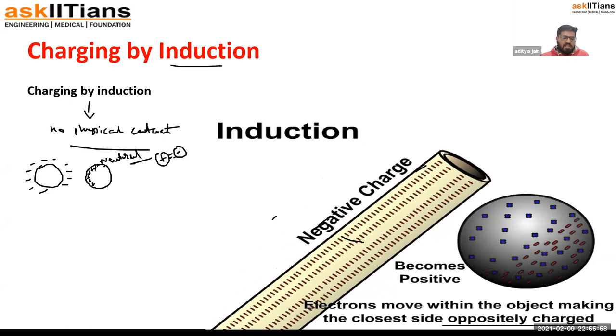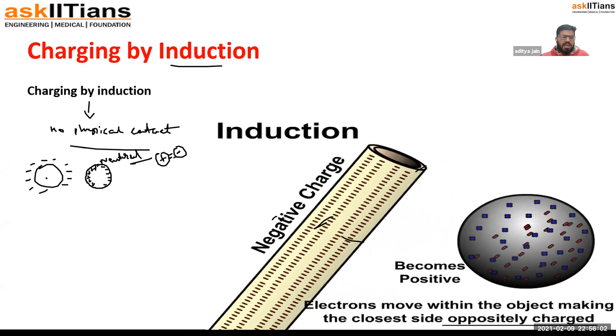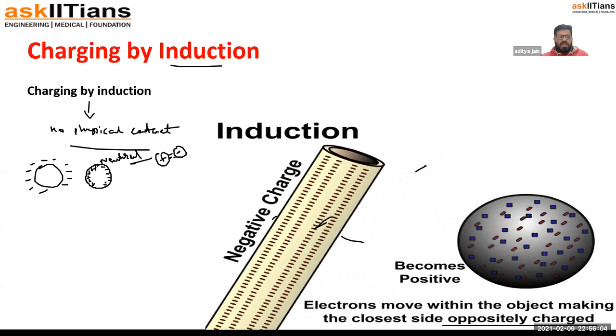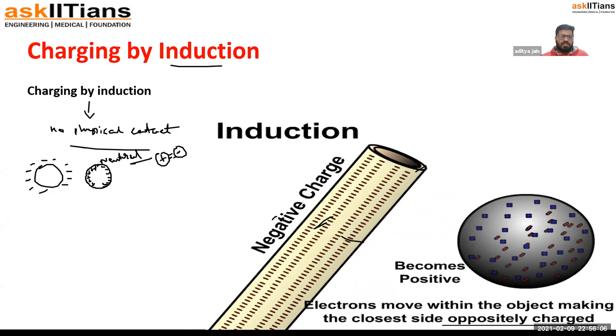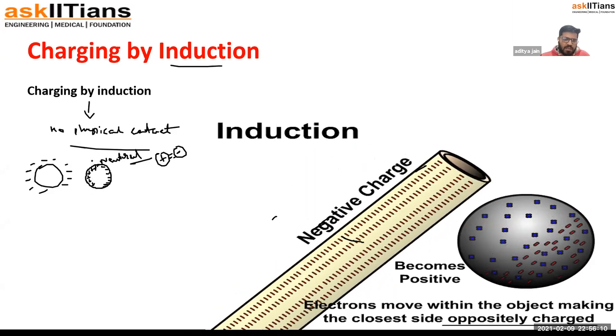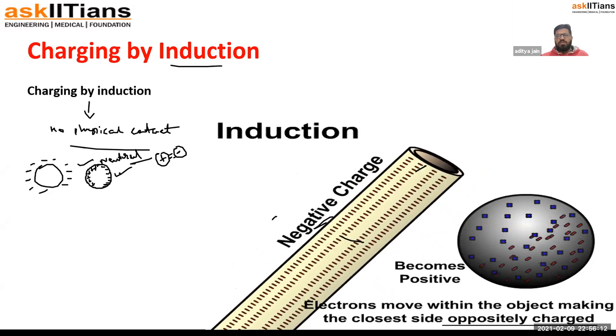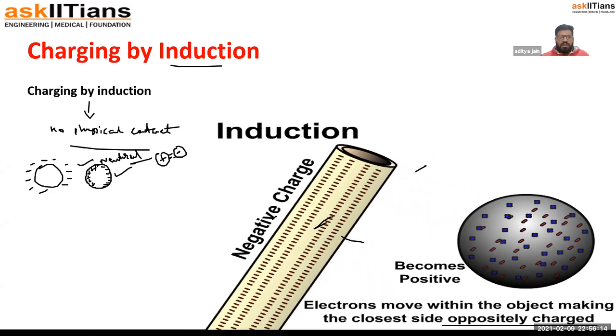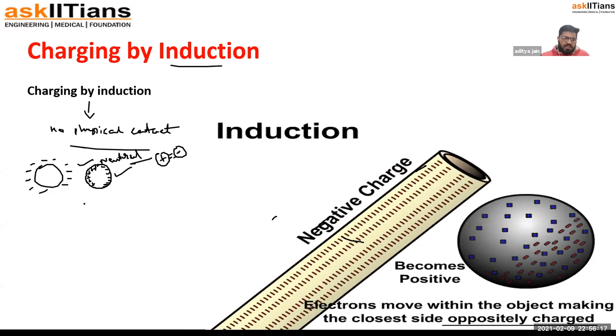So if positive charges are here, on the opposite surface there will be negative charges, because these negative charges are getting repelled by the negatively charged body, so they will move away from its surface. So this is the condition. What has happened? This surface has got positive charge, this surface has got negative charge. Okay. And what do we do next?